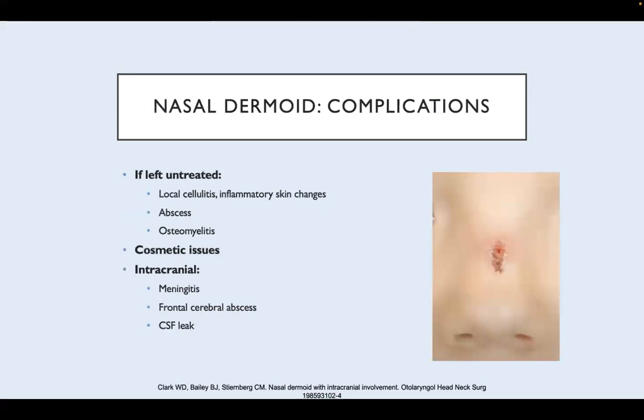Complications, so we should be aware of these because the patients may present at this stage. So if these are left untreated or the patient presents quite late, they can get something like a local cellulitis or inflammatory skin changes. They can present with an abscess like our patient did, or even an osteomyelitis. So that would be like a chronic draining fistula or sinus. They can have cosmetic issues depending on the size and location of the lesion, and then intracranial complications like a meningitis, frontal cerebral abscess, if there's an intracranial connection, and also a CSF leak if there's a breach in the dura.